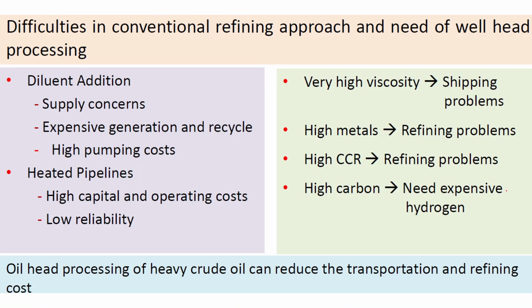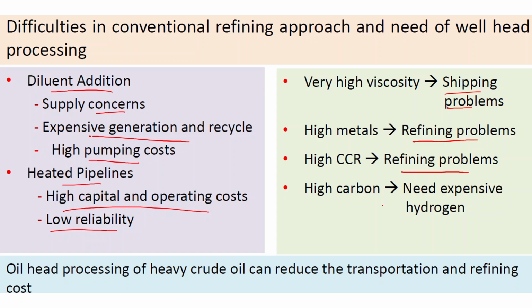So the difficulties in conventional refining: diluent is needed, which is expensive, meaning a large amount of solvent or diluent is needed. Higher pumping cost is required, and there are expensive generation and recycle and supply concerns. Because viscosity is very high, pour point is a problem, so a heated pipeline and temperature are required, with high capital and operating cost and low reliability. Very high viscosity means a shipping problem. High metal content means a refining problem. High Conradson carbon ratio is also a problem, as it needs expensive hydrogen.